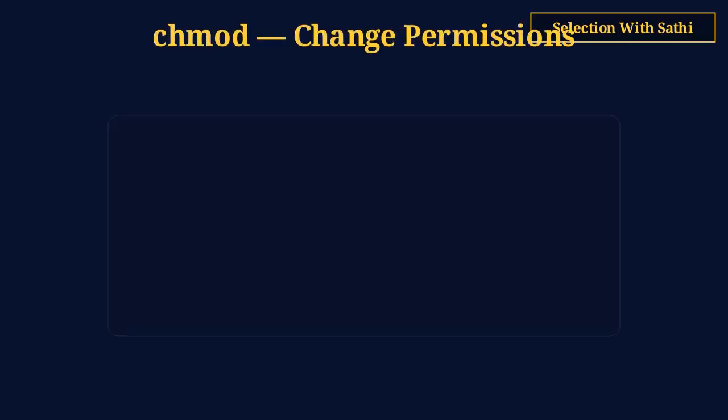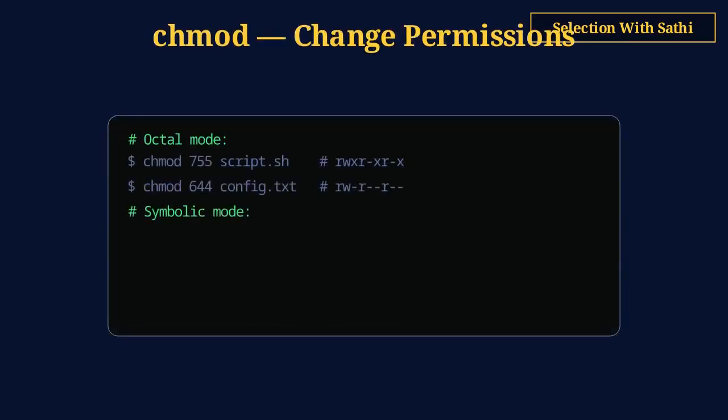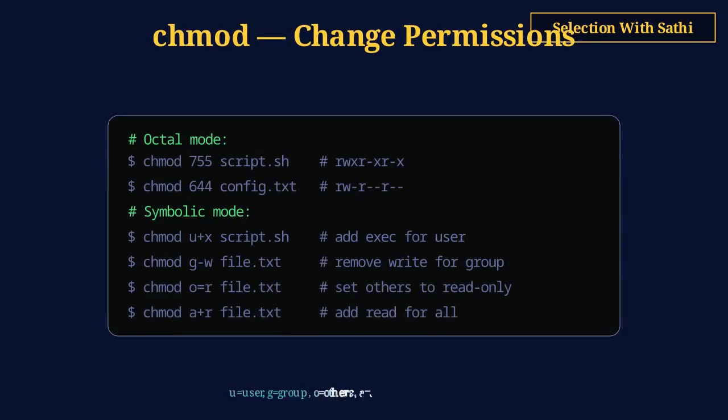Third concept: chmod. Chmod changes file permissions. You can use octal mode or symbolic mode. Octal, chmod 644 file.txt sets the permissions directly. Symbolic, chmod u+x adds execute permission for the owner. Chmod go-w removes write permission for group and others.